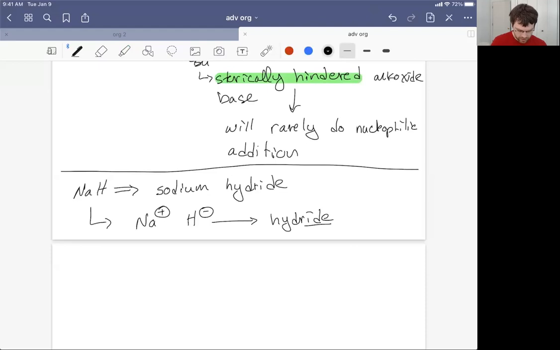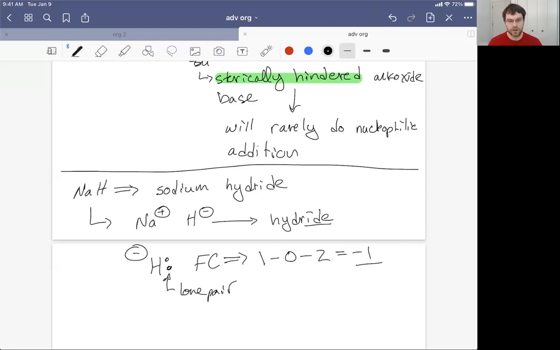And if you want to do a formal charge calculation, you would say it has a lone pair of electrons. I'm going to label this as a lone pair, and I'm going to draw an arrow instead of a colon, just because it gets a little confusing. So we have a group 1 element minus 0 bonds minus 2 unshared electrons. That's equal to -1. And that's where that -1 charge comes from in the hydride.